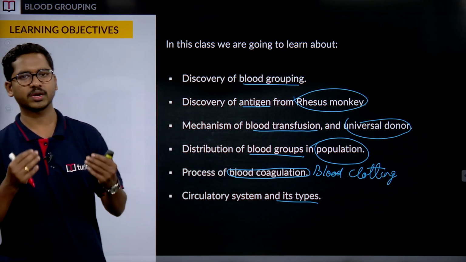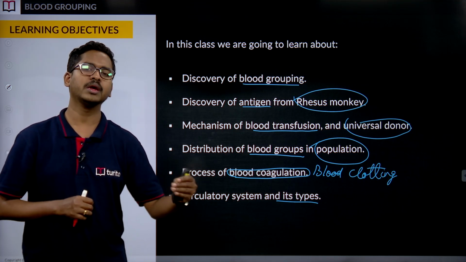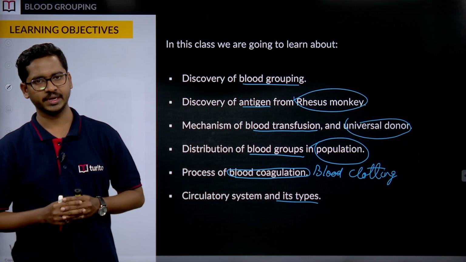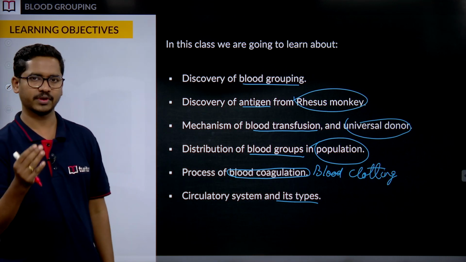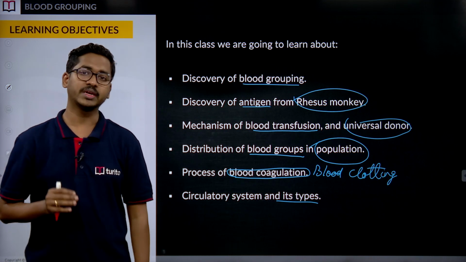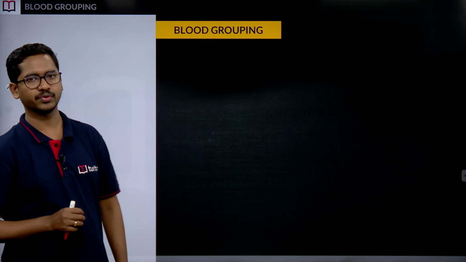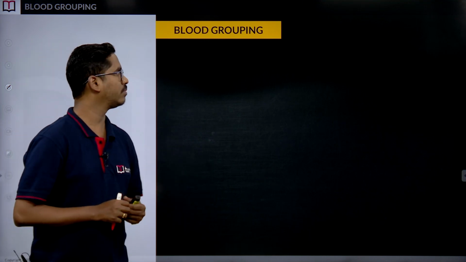In our body, what kind of circulatory system do we have, and we will also look into the types of circulatory system. There are differences depending on the type of the organism. So, this is what we have planned for you today. Let us begin with blood grouping.